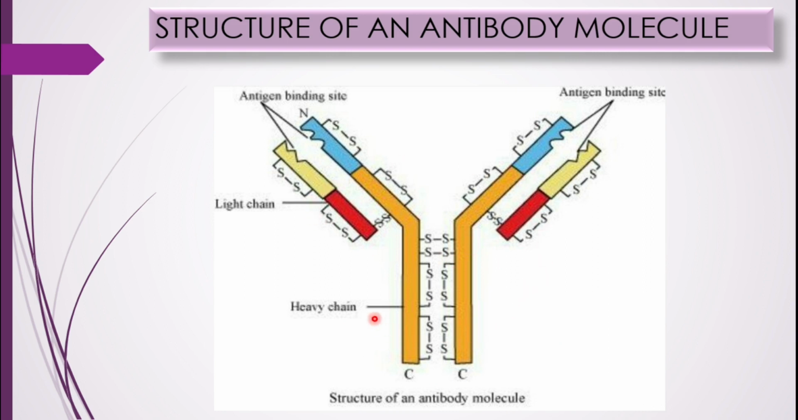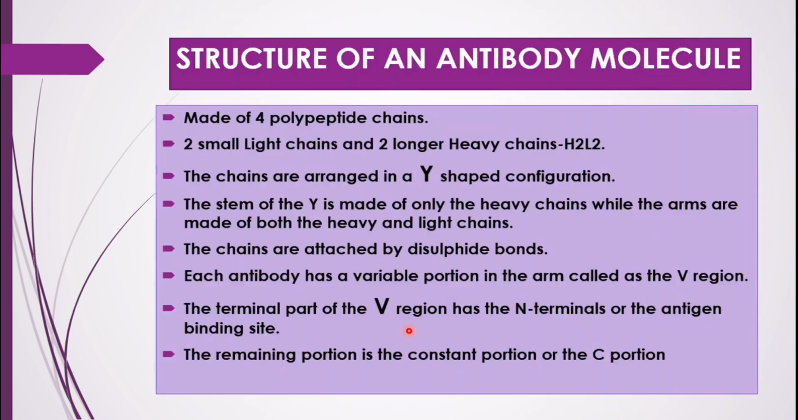No matter which antibody it is, this part is a constant region, whereas this part, that is the tip of the arms, is known as the variable portion, and it is at this variable portion that we have antigen binding sites. If you look carefully at the variable portion, you will see that the variable portion has the N-terminal and the remaining end has the C-terminal. So this is the structure of an antibody molecule.